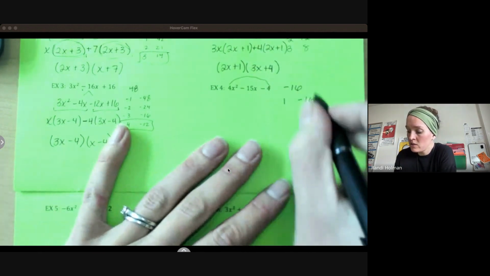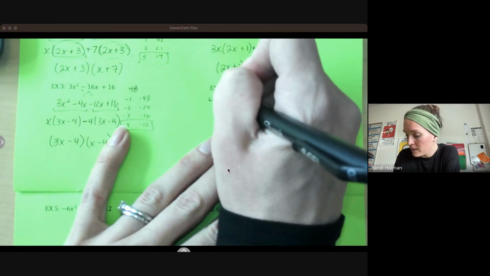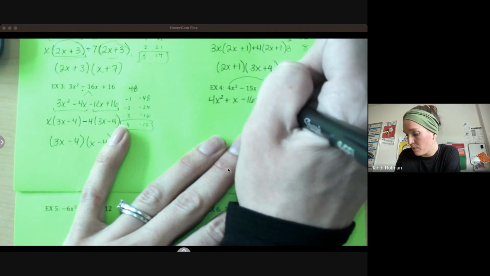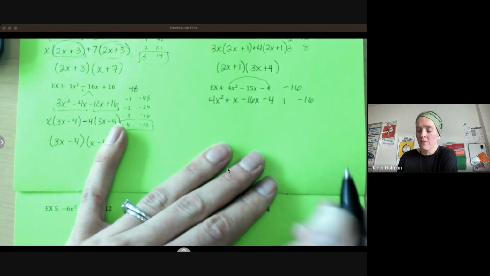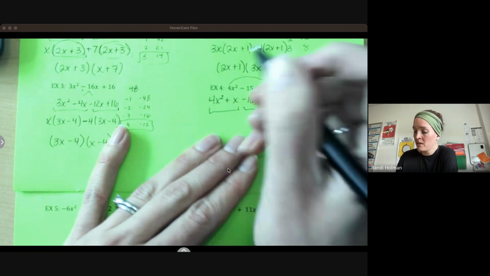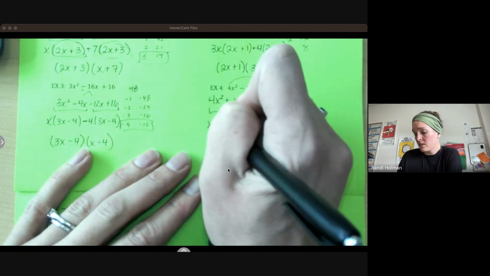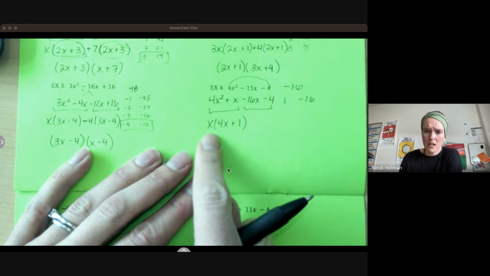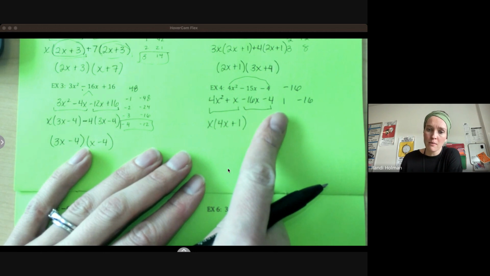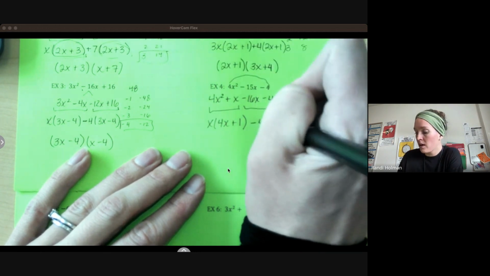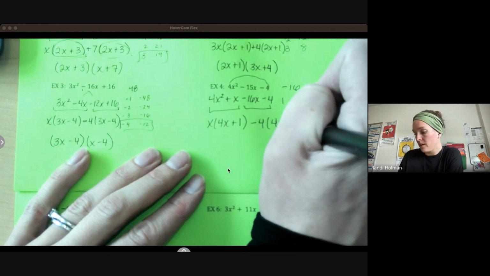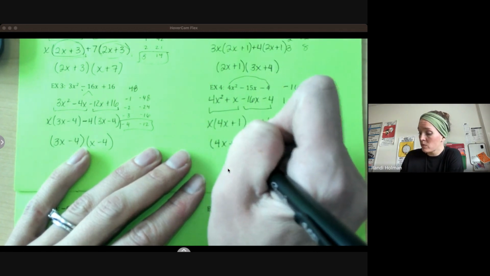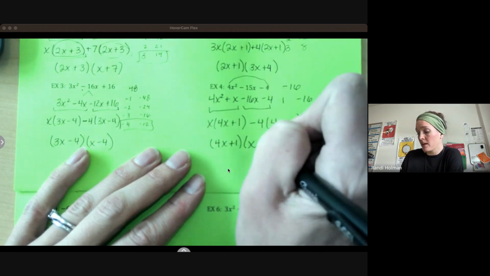Okay, so let's use that pair then and rewrite 4x squared plus x minus 16x minus 4. Once we have four terms, we can group. Greatest common factor is x, 4x plus 1. Don't forget that 1. Okay, again, I want this one to look like this one. So this is negative 16x minus 4. I'm going to take out a negative 4 to get 4x plus 1 as well. Once we're there, they both have a 4x plus 1, and we're left with x minus 4.